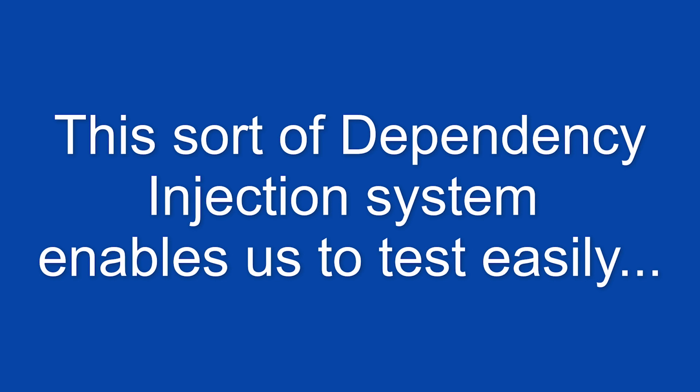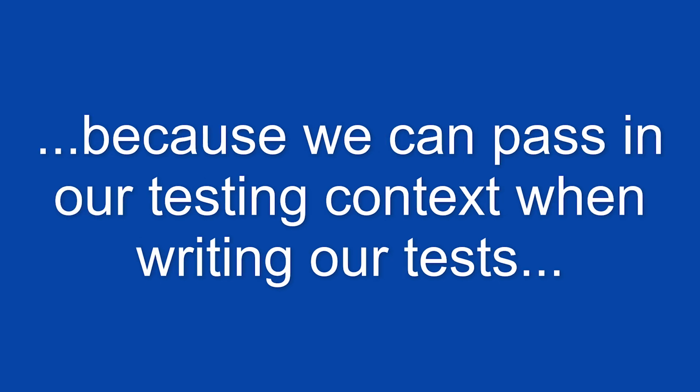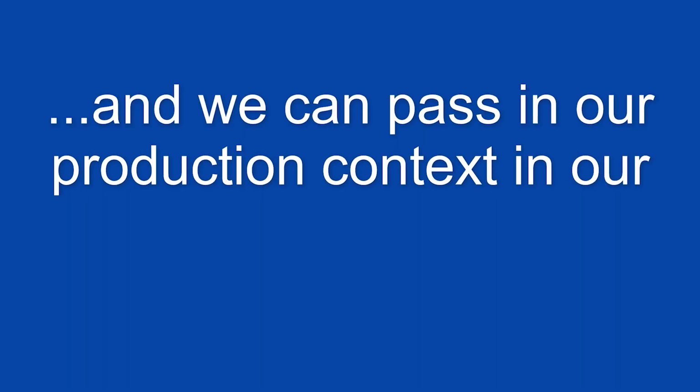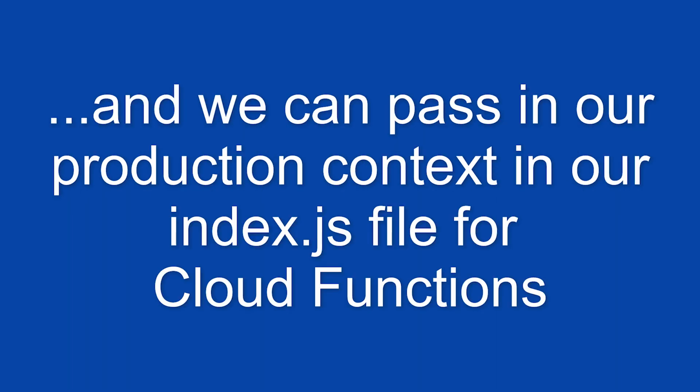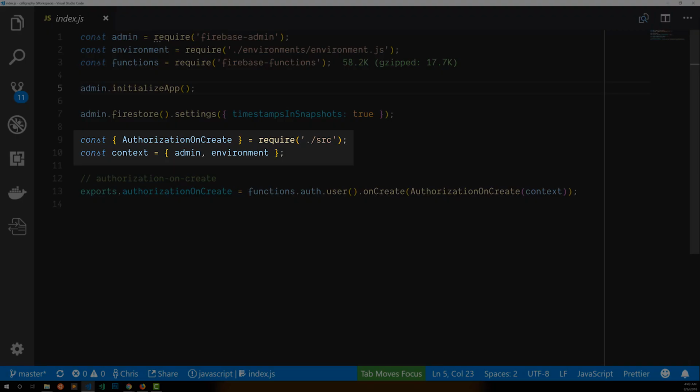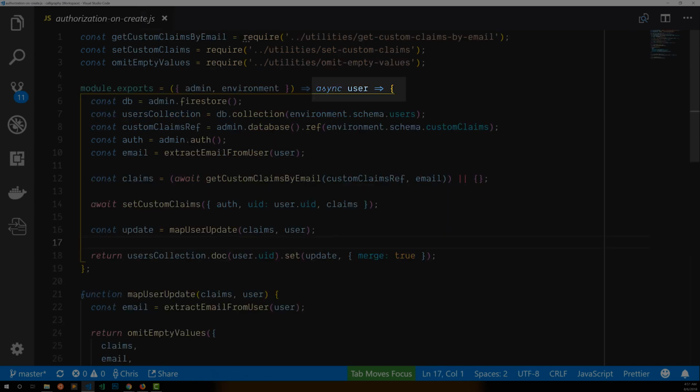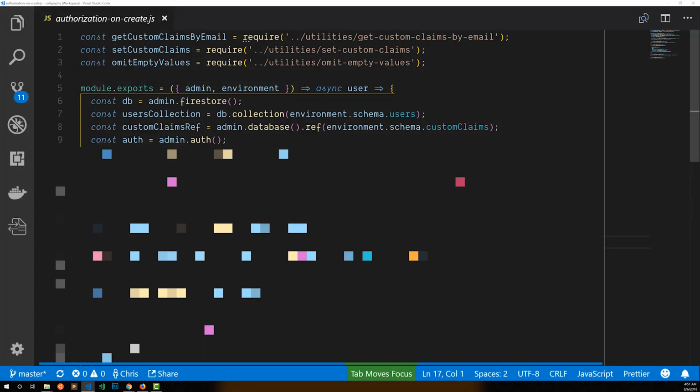This sort of dependency injection system enables us to test easily because we can pass in our testing context when writing our tests, and we can pass in our production context in our index.js file for Cloud Functions. Our example here is a Cloud Function called AuthorizationOnCreate. AuthorizationOnCreate is triggered by Firebase Authentication's onCreate trigger, meaning that it will fire every time a Firebase Authentication user is created, and it will receive the user's JWT as its argument. So let's ignore the application-specific code here that's doing the claim management, because it looks super complicated even if it's not, and we don't really care about it.